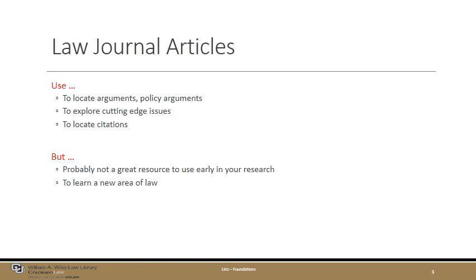So, why do we use them? What are they good for? Well, again, to locate arguments, maybe to find policy arguments, to look at cutting edge issues of law, and of course, like other secondary authority, they provide citations. In fact, looking through many law journal articles, almost every single page in the article is full of citations, full of footnotes. There can be hundreds and hundreds of footnotes in a law review article.